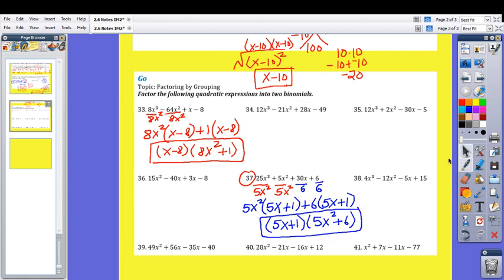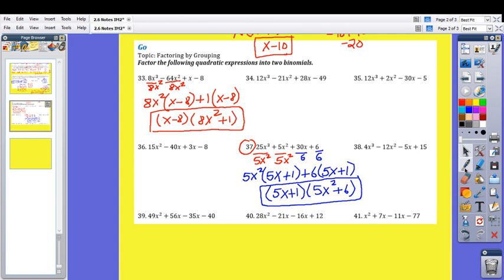I can show you one more. Let's do number 41. In both of these I have x common, and in these two I have negative 11 that I can use to divide it. So x is my common, and if I divide x squared by x, I get x. Here x cancels out, I only have 7.